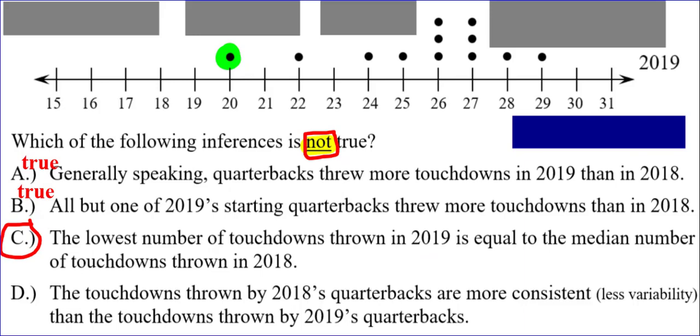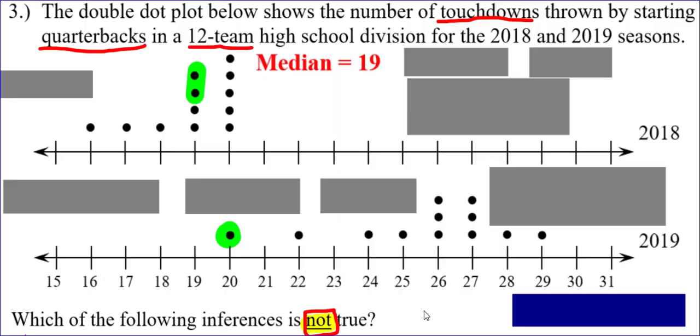But before I move on, I am going to read choice D just to verify. The touchdowns thrown by 2018's quarterbacks are more consistent, less variability than the touchdowns thrown by 2019's quarterbacks. Well, that looks to be true. I mean, these dots go from 16 to 20. That's a range of 4. Here it goes from 20 to 29. That's a range of 9.